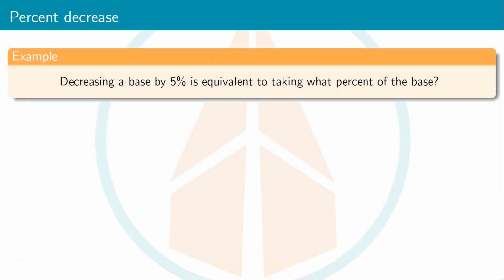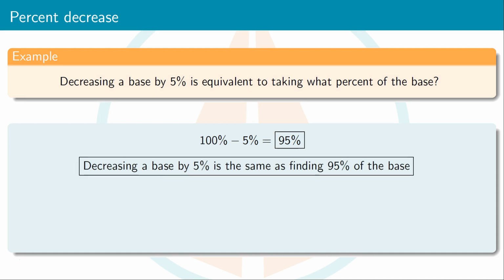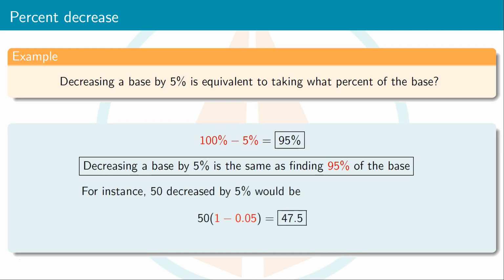Let's now proceed to percent decrease. We'll ask a similar question. Decreasing a base by 5% is equivalent to taking what percent of the base? It is 95%. Decreasing a base by 5% is the same as finding 95% of the base. For instance, 50 decreased by 5% would be 47.5. In this example, we found 95% of 50.